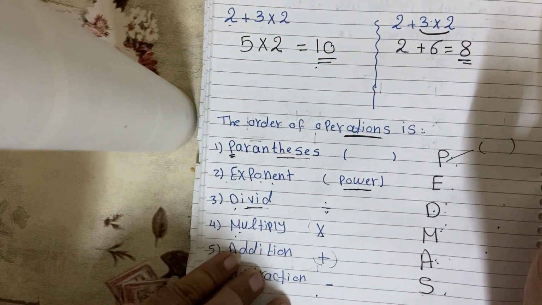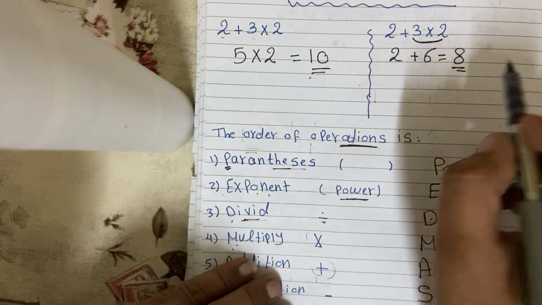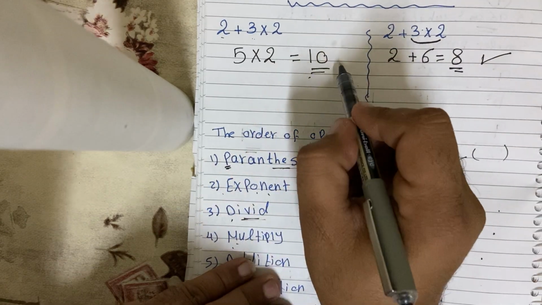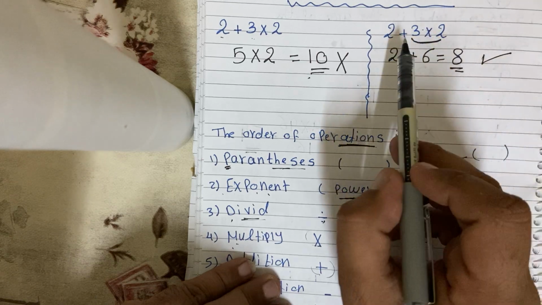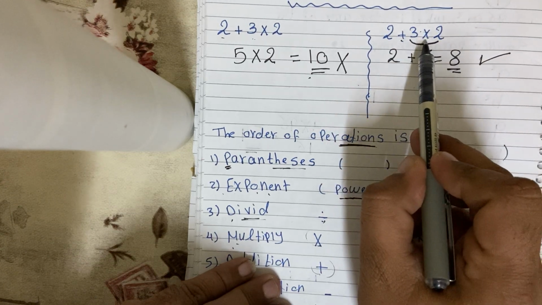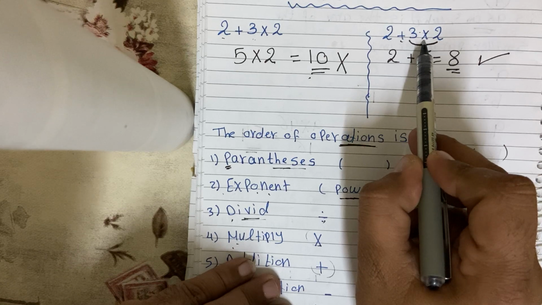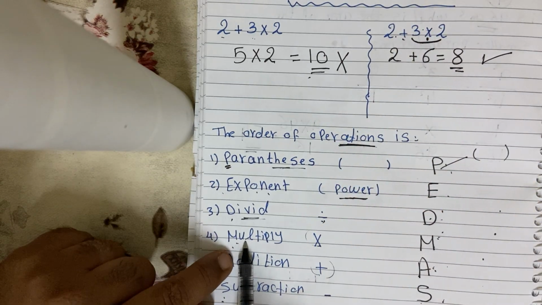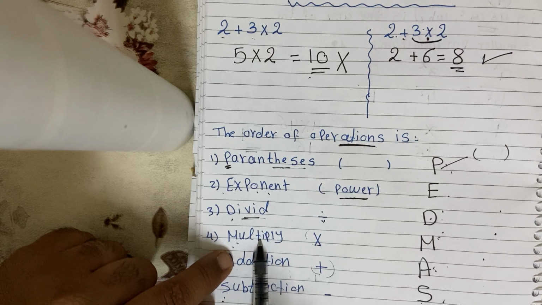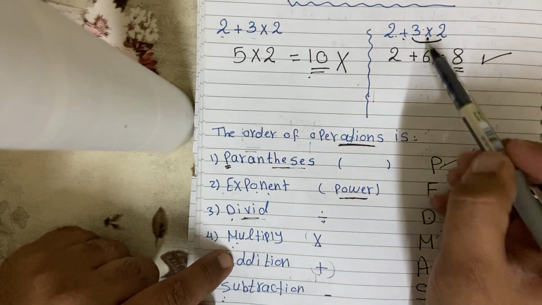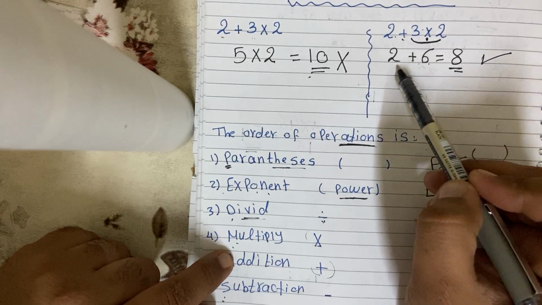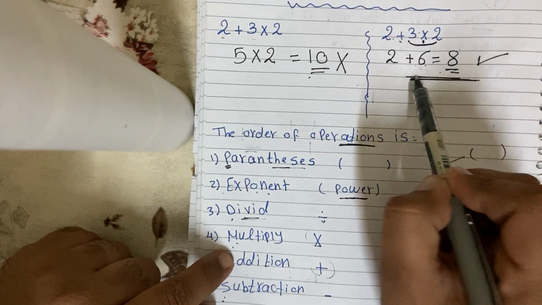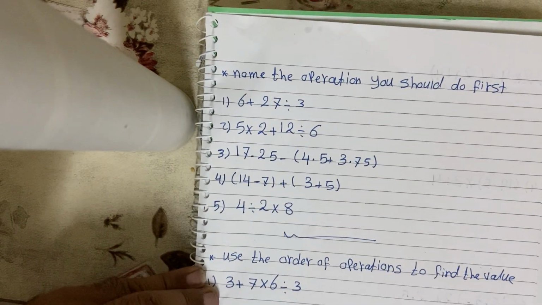Let's check here. Here the student who got 8 is right, so this is wrong. Why? Because he started with the multiplication, because here we have plus and times. Times is stronger than plus. Here times comes first, multiply comes first before addition, so you have to multiply first. Multiply 3 by 2, 6. 6 plus 2 is 8, so this example is right. Let's see another example.